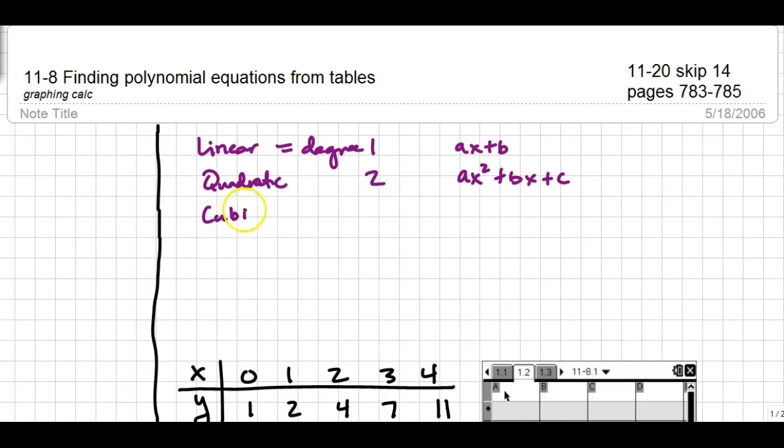If your polynomial is cubic in nature, it'll be degree 3. It'll be ax cubed plus bx squared plus cx plus d. And you can see that that pattern will then continue for the quartic and for the quintic. Quartic is degree 4, quintic is degree 5, and you'll have ax to the 4th or ax to the 5th and so on.